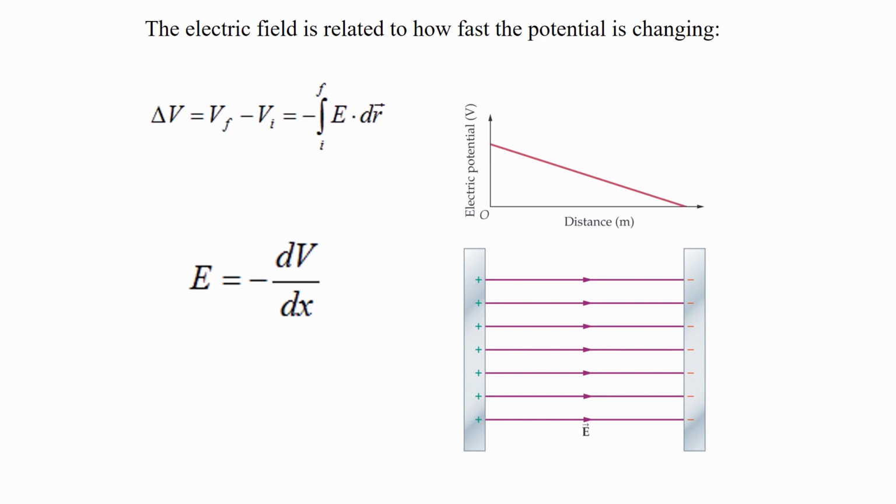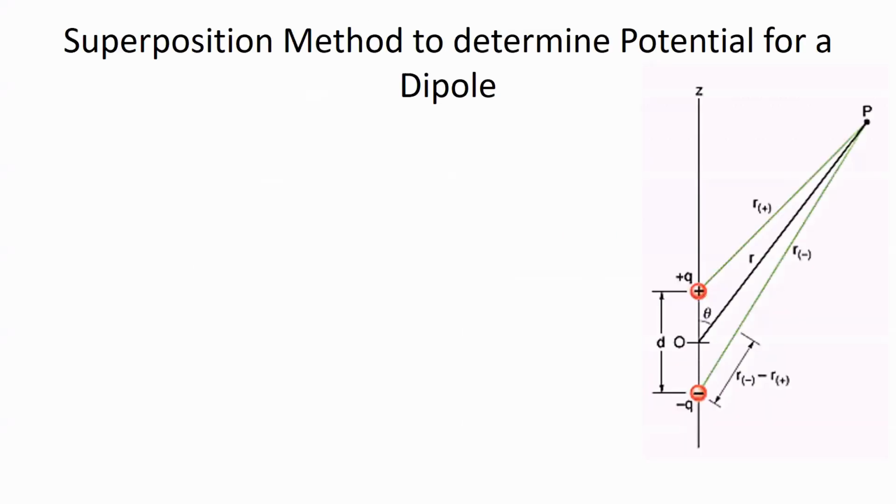All right, I want to move on. We already looked at some cases. I think the first example we did in terms of calculating electric potential was from the Van de Graaff, where we made the assumption that the Van de Graaff is a perfectly shaped sphere. And now what I want to look at is determining the potential for a dipole.